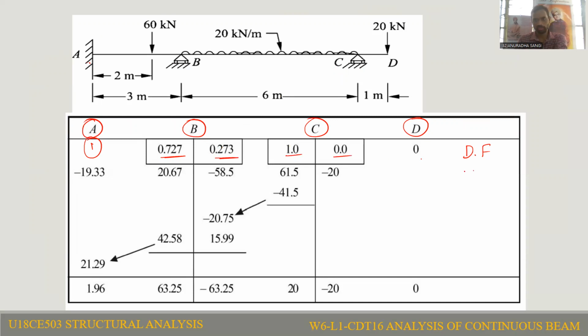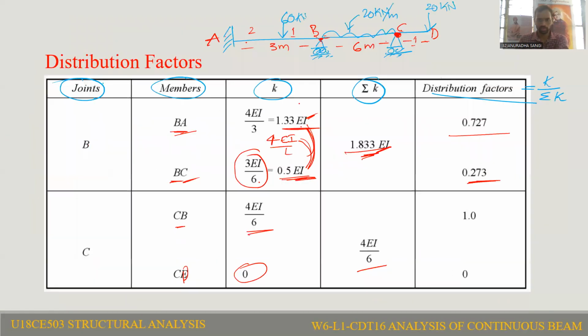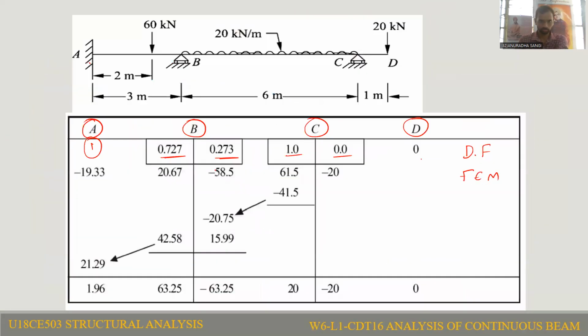After that, we write the fixed end moments. Those we already calculated in the first step, whatever we have calculated in the first step, these are the fixed moments that you have to write here. 19.33, 20.67. So like that, you need to write the fixed moments.